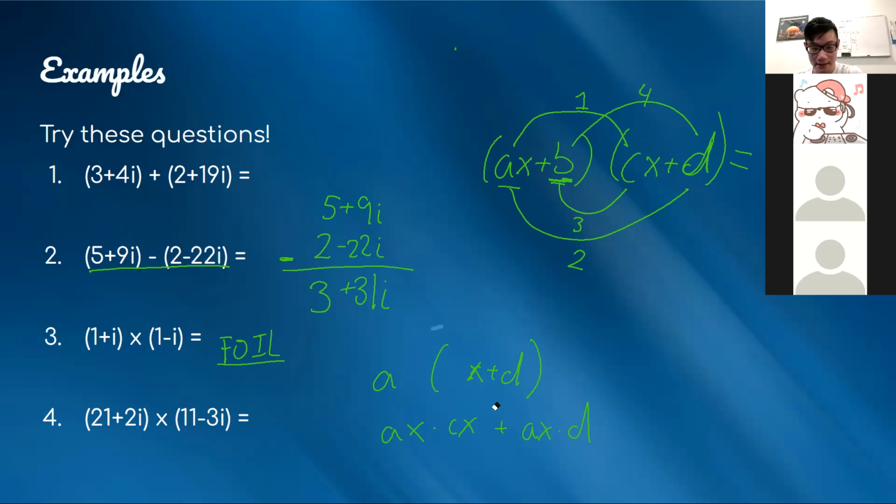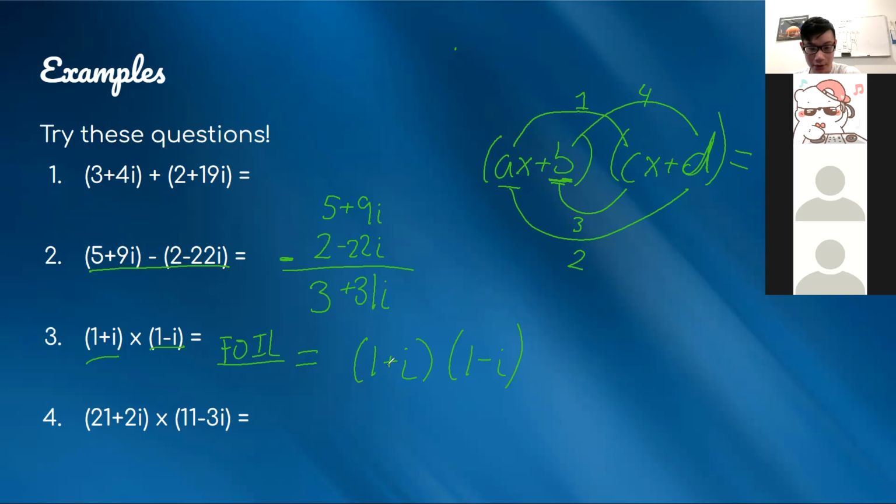So that's foiling, and that helps us solve multiplication problems when we have things that look like this. And you'll notice that these two also look like this. It's just that i replaces this x, right? So for multiplication problems in complex numbers, we also just do FOIL. So in this case, if we have something like this, what's the first step of FOILing?